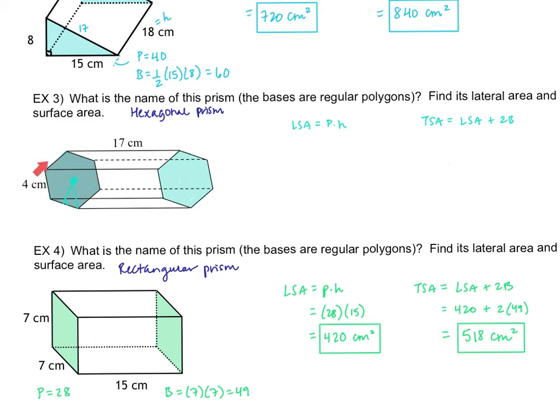So it gives us that each of these side lengths is 4 centimeters. Well, that's easy to figure out the perimeter. It's just going to be 4 times 6, so we know our perimeter is going to be 24. Now, keep in mind, we are already given the height. That's great. But now we have to find the area of the base. Ugh, it's kind of tricky to figure that out.